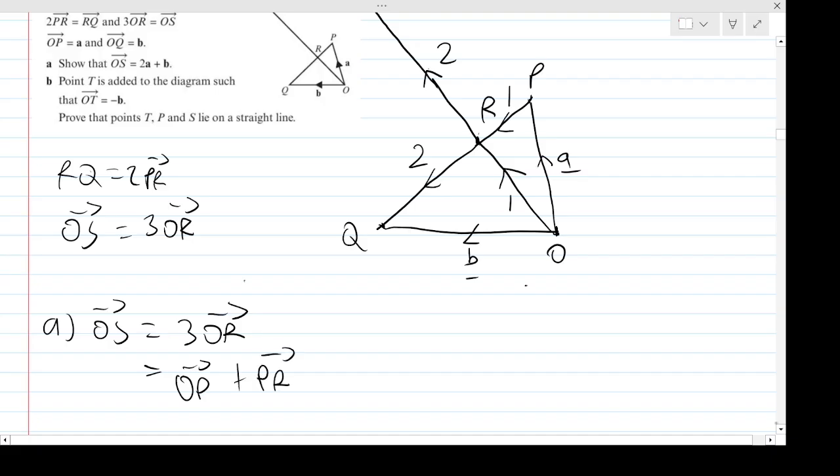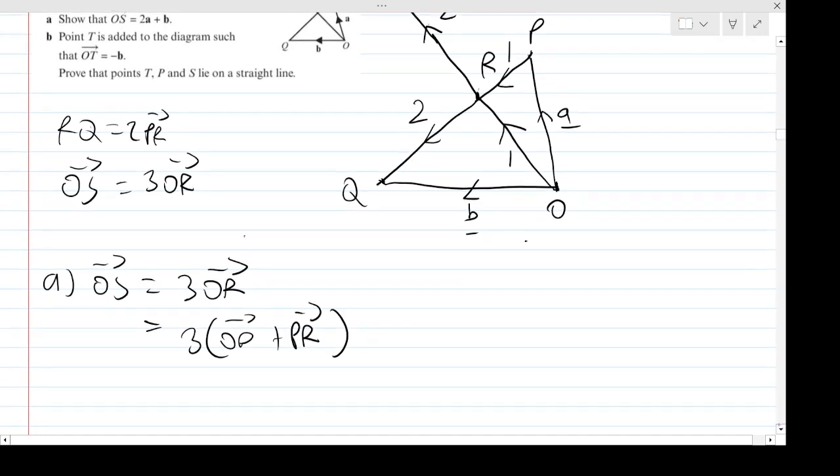Again, that's going to be 3 lots of the vector OR, which we can go from O to P, and then P to R. We know O to P is the vector A, so I can fill that in. But P to R, I don't know anything about it, but I do know P to R is one part of the line P to Q. P to Q is 3 parts in total: P to R is one part, and R to Q is 2 parts. So P to R is a third of P to Q.